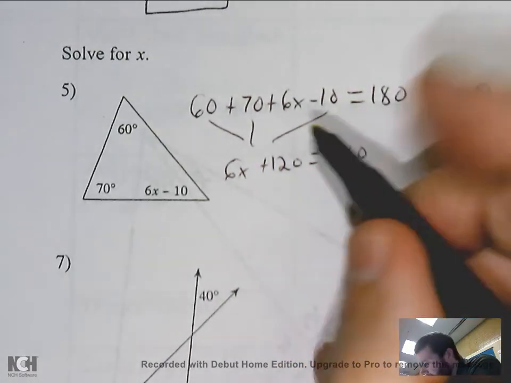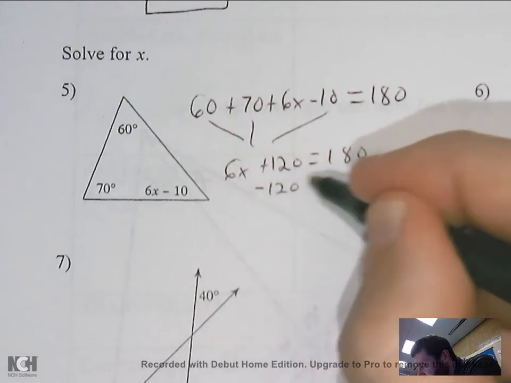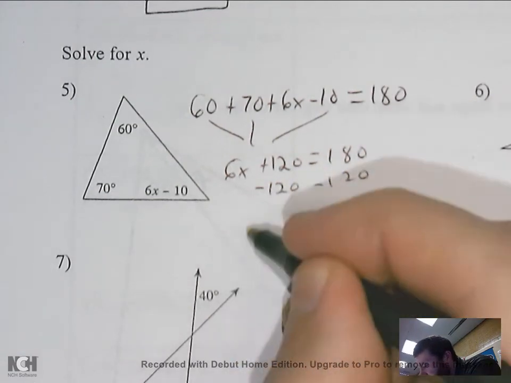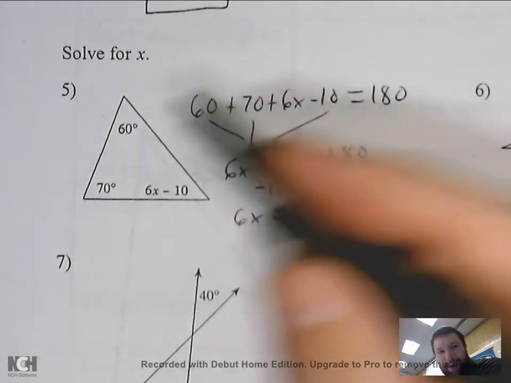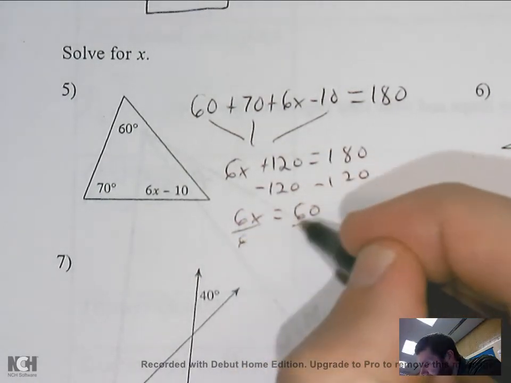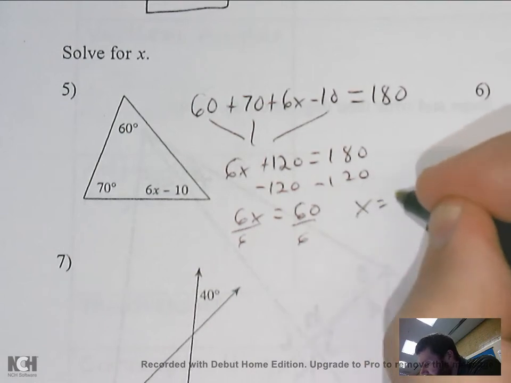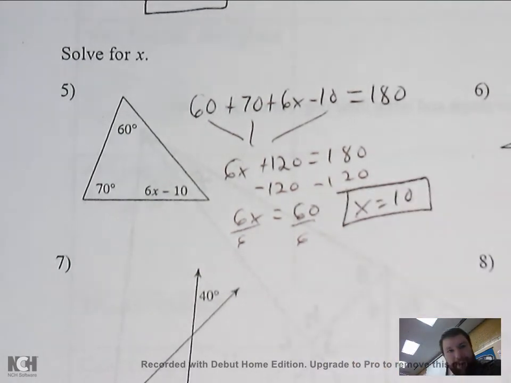Okay, then minus, it's just a two-step equation, minus the 120 first. It gives you 6x is equal to 60. Always get rid of the add, subtract first, right? And then divide by 6, and x is equal to 10. And that's your answer. Okay?